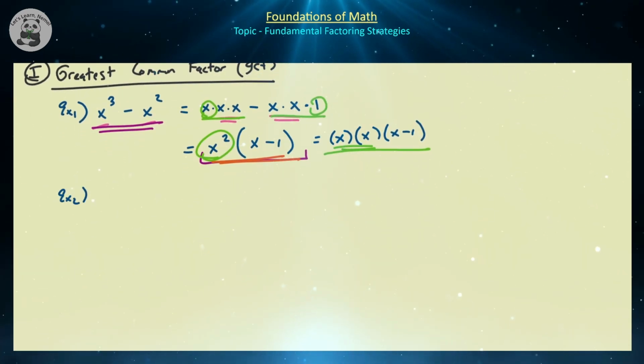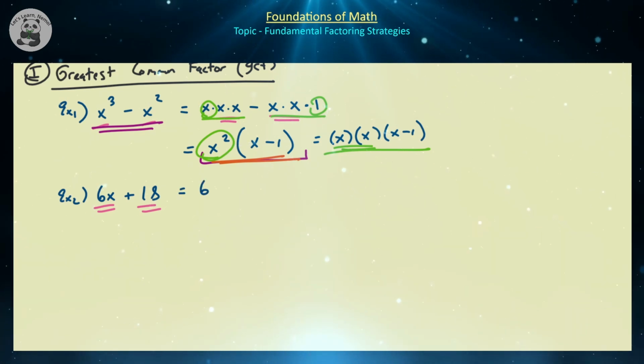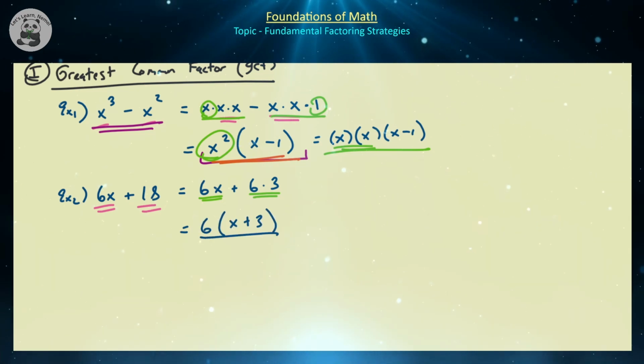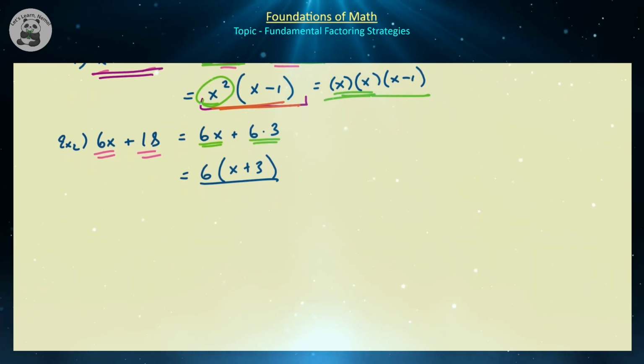Example 2. Suppose we have 6x plus 18. Notice that we only have x in the first term and no x's in the second term, so the only thing we're going to be looking for here is a numeric greatest common factor. Notice that I can write this as 6x plus 6 times 3. I'm going to have a 6 in both the first and the second term, so I can write this as 6 times x plus 3. So that is going to be my factored expression.